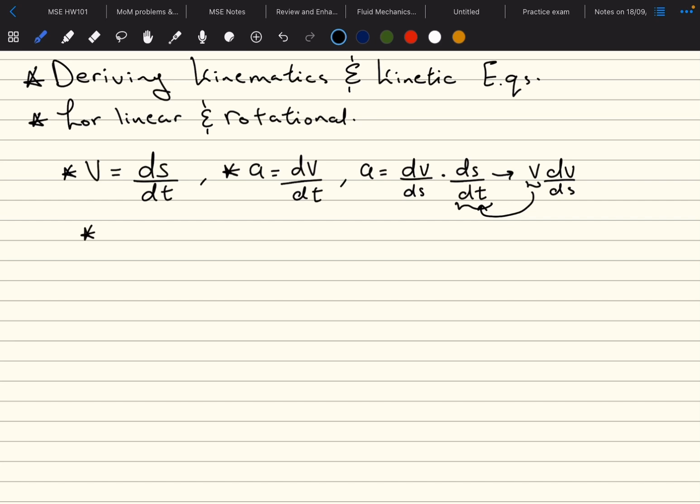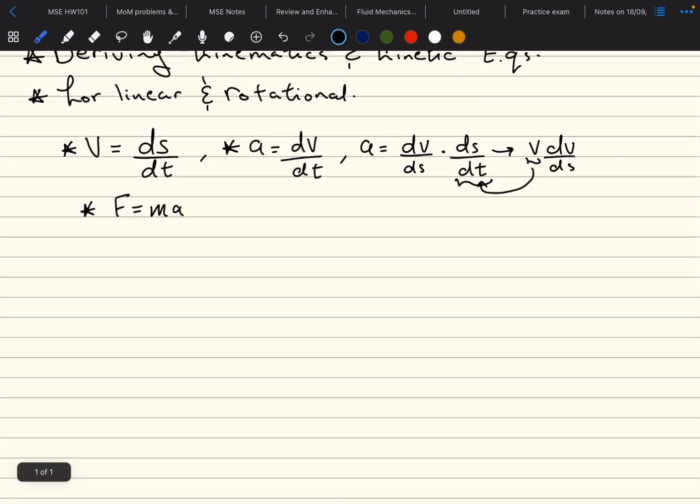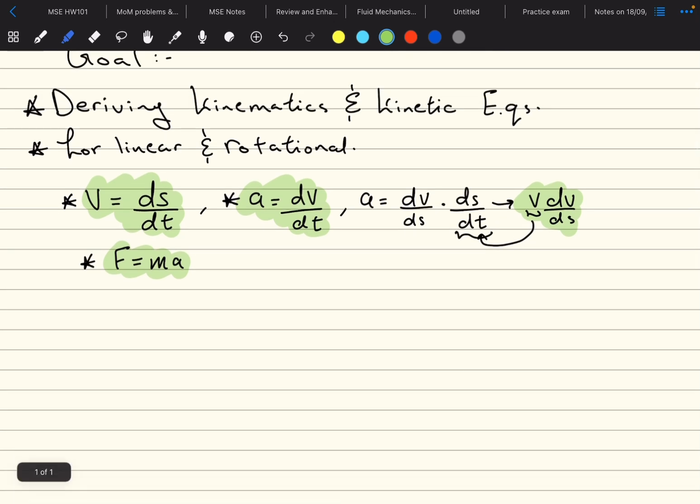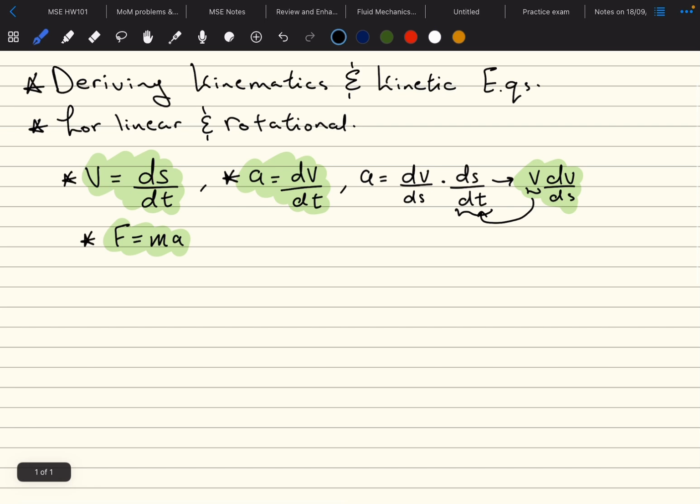Now this set right here is for deriving the kinematics equations. And finally, to derive our kinetic equation, F equals ma. So that's all you need to know. You need to know this equation and this equation right here, and you're set. And now we're going to derive our kinetics and kinematics equations.